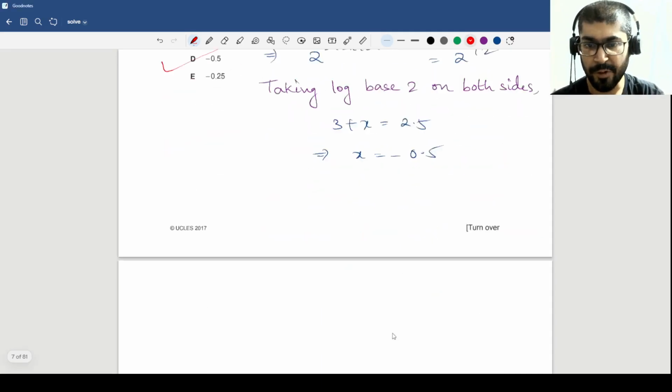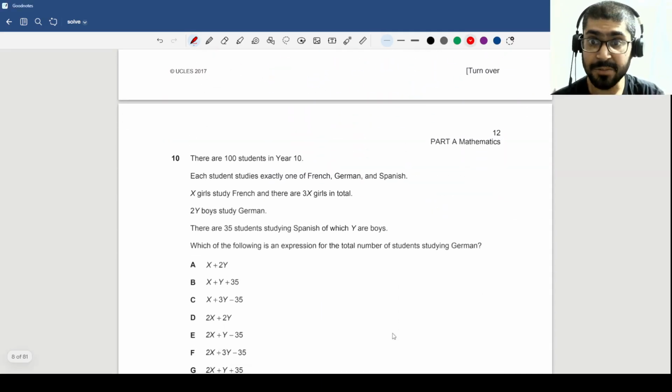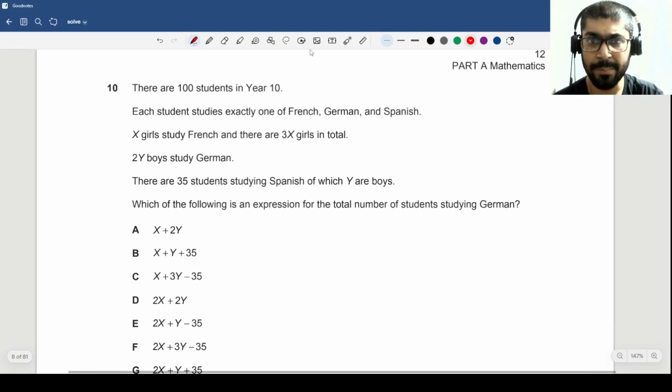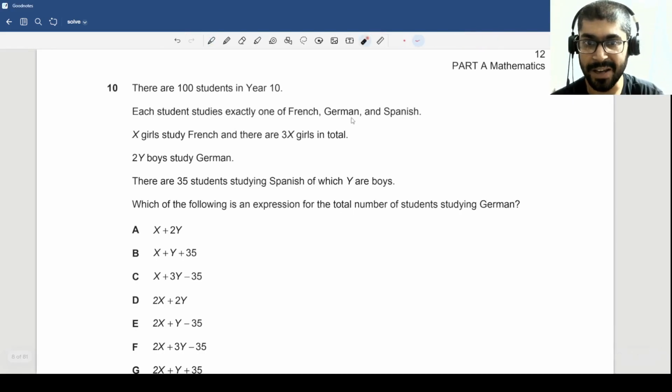Alright, moving on to the next problem. Now the next problem appears to be a bit tricky, the keyword being appears. Not everything in this information is needed here. Some of it is given to distract you. Do not get bogged down in the details. So, a very easy question.